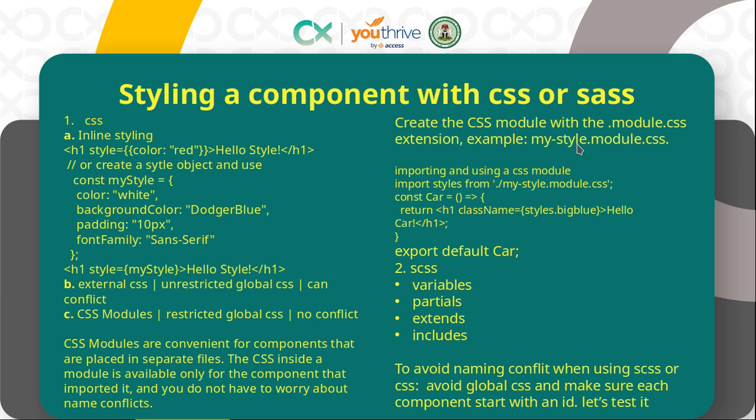An example, my style.module.css. Then to import and use a CSS module, you have your import style from like this. So what you will be using is styles, then return this. In place of your style, just use your class name dot big blue. So that will be that. So let us see how we do that.